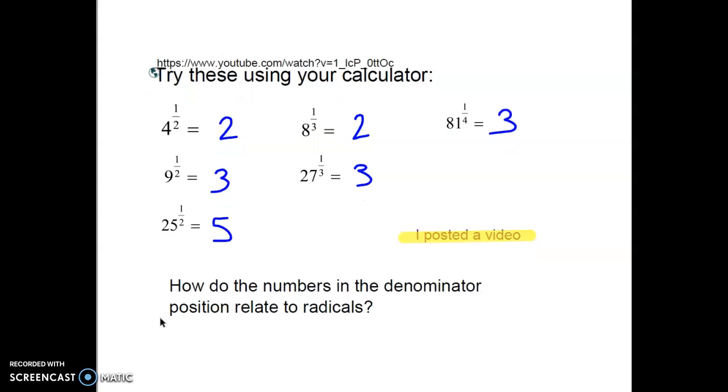So you need to think and see what you can recognize: how do the numbers in the denominator position, so the denominator is the bottom number in the fraction, relate to radicals? So radicals are our square roots, our cube root, our fourth root. All right, so try to think about it, and I'm going to tell you here in a second, but try to think yourself. So what do you think this number could become in a radical?